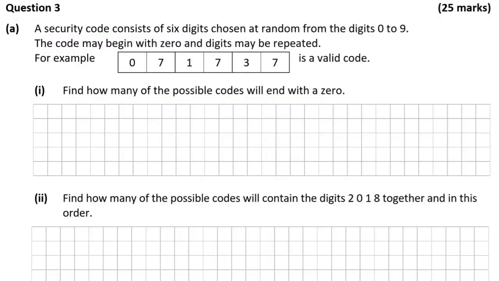Here's our question, question 3. A security code consists of 6 digits chosen at random from the digits 0 to 9. The code may begin with 0 and digits may be repeated. For example, 071737 is a valid code. And we're told to find how many possible codes will end with 0.